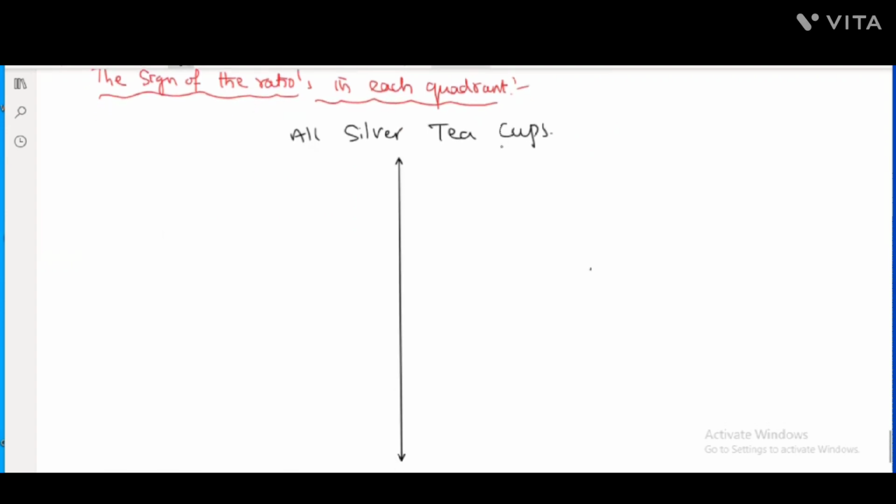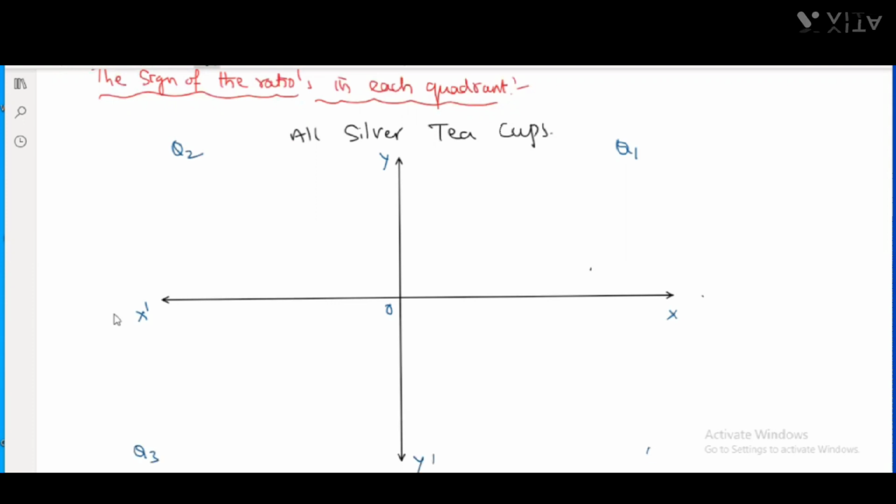Let's take the coordinate system, which is divided into 4 parts. This is quadrant 1, with the positive x-axis and positive y-axis. This is the origin. The negative x-axis with the positive y-axis is quadrant 2. This is quadrant 3, and this is quadrant 4. So let's start from here.